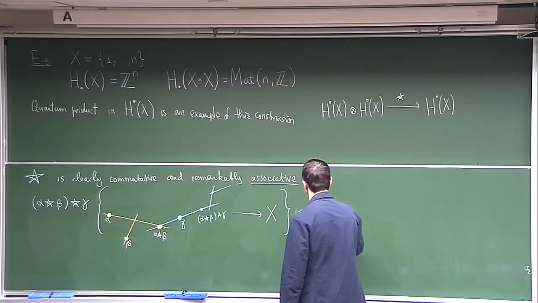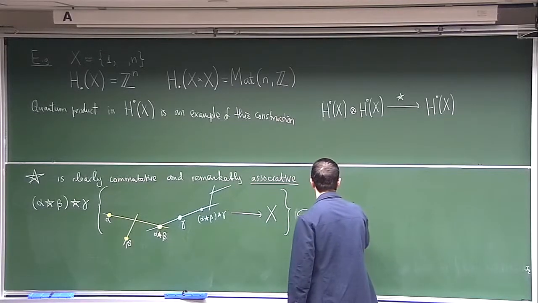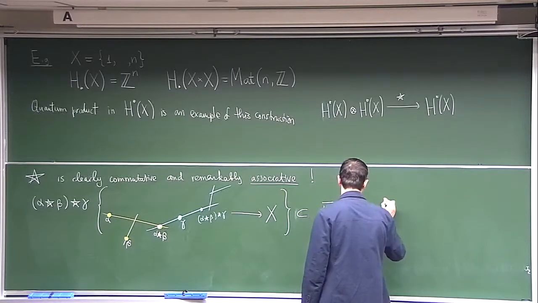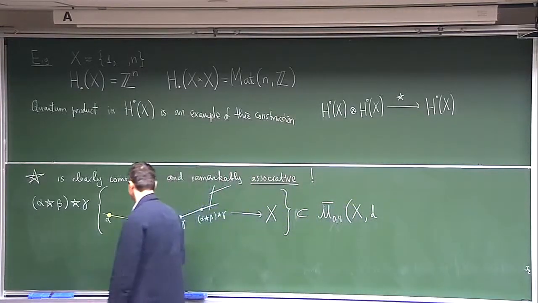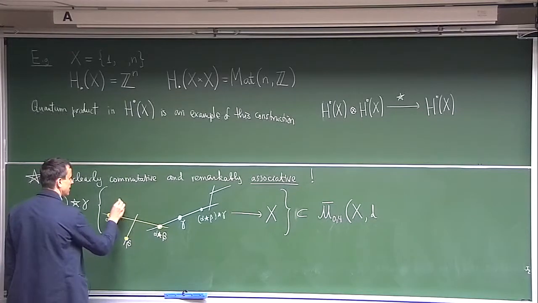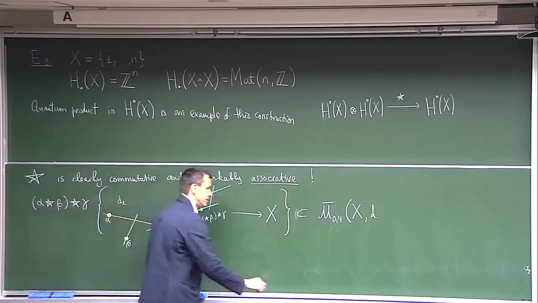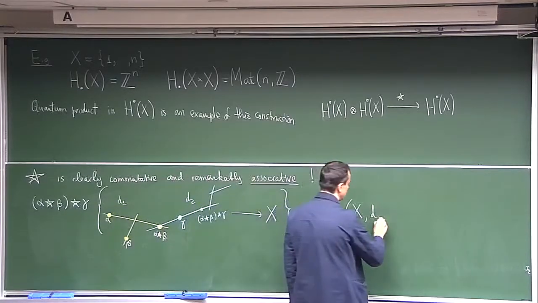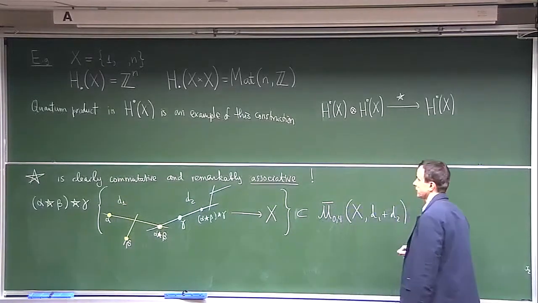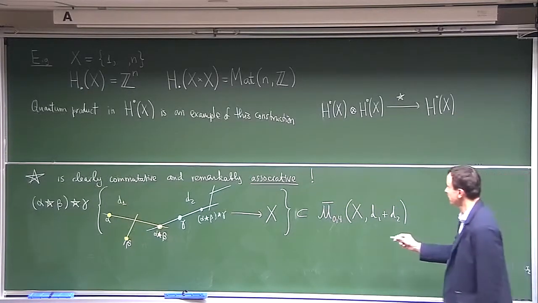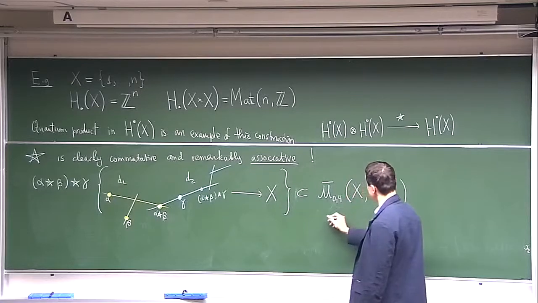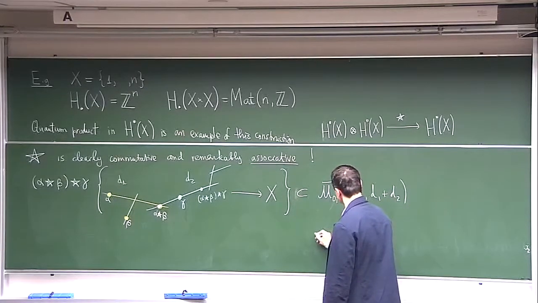This sits inside M-zero-four bar of X, with degrees D1 and D2. So this has degree D1, and this has degree D2. And then here the degree is the sum. And this is the locus where, what is this, which locus is this? This is a moduli space of four-pointed curves.